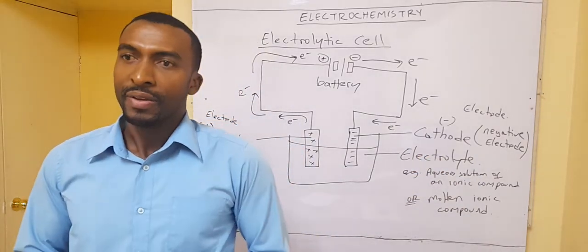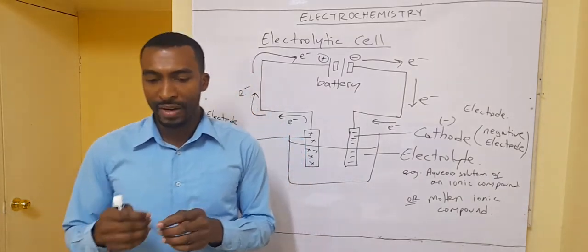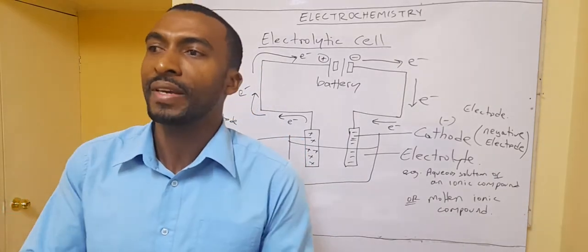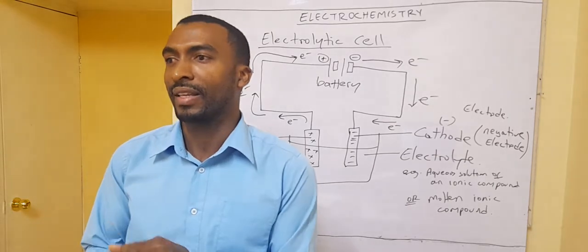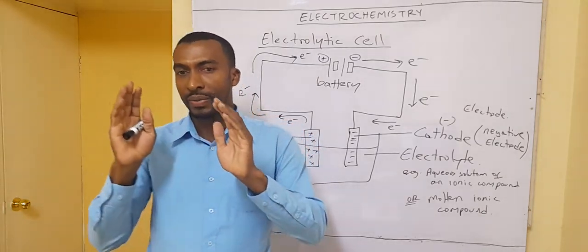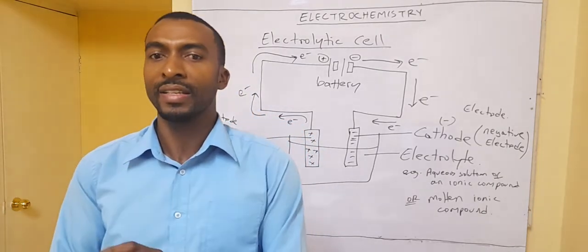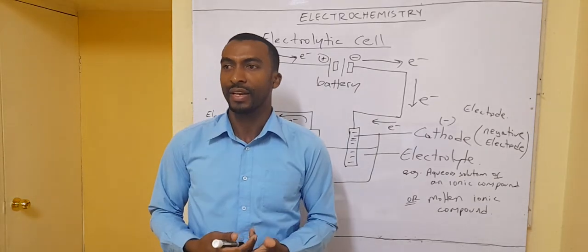Right? You can also have a molten solution. So if for example we have pure copper sulfate and we melt it, so we heat the copper sulfate until it reaches the boiling point. So we're not going to place it in any water. We're just going to put it in by itself and heat it until it actually becomes a liquid. That will also act as an electrolyte as well.